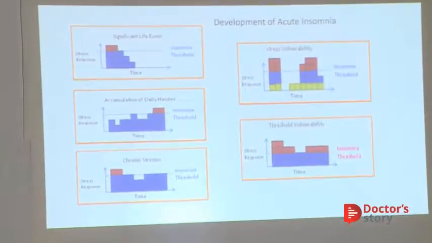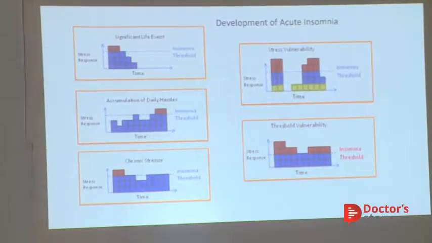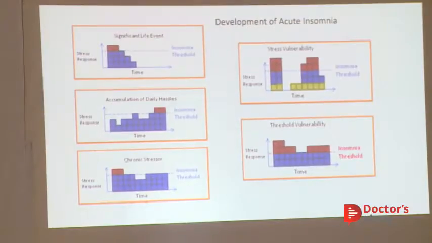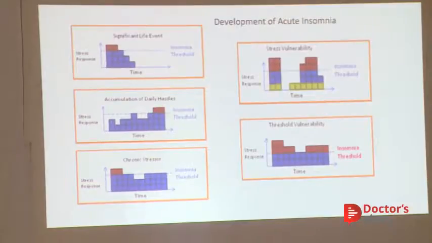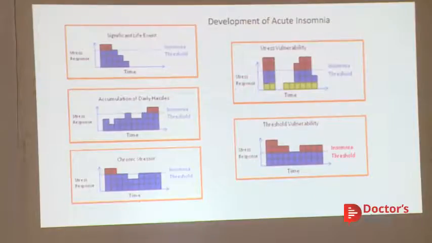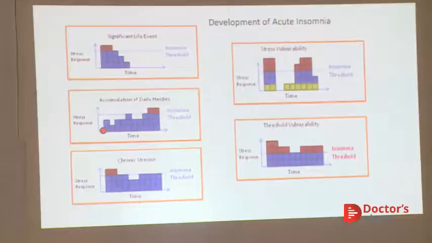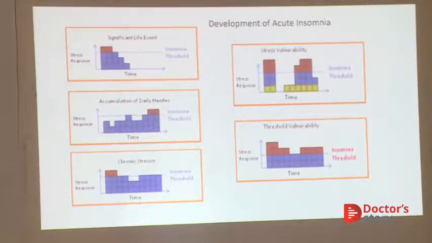Now, the second thing is that it may not be such a big trigger which you can pinpoint, but something which has accumulated over time. That is where very good history taking plays an important role, because you need to identify and pinpoint how the process evolved. Like in the second one, we can see that there is accumulation of daily hassles, as innocuous as that.